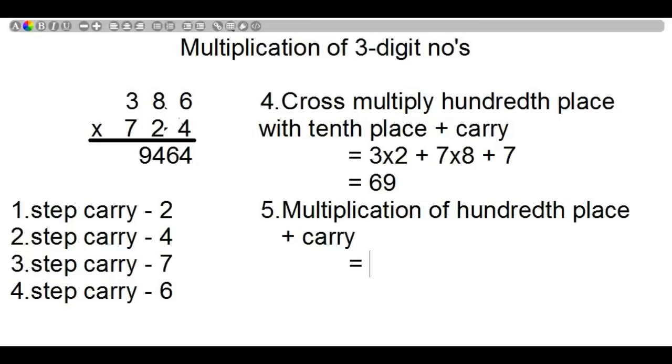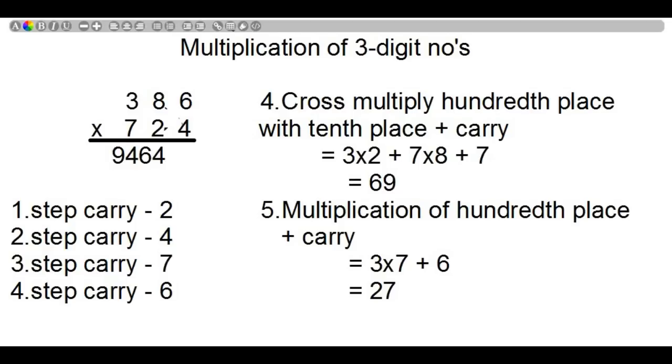And now the last step here is multiplication of hundreds places. That is 3 and 7. 3 into 7 is 21. 21 and 6 is the carry. 21 plus 6 is 27. So we can say that the final answer here is 279,464. That is 2,79,464.